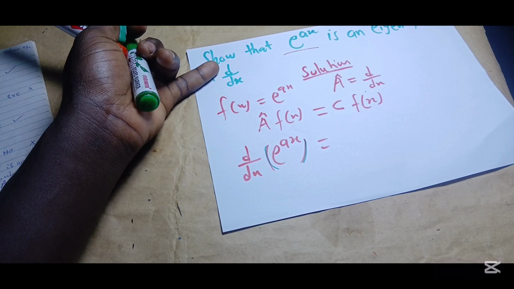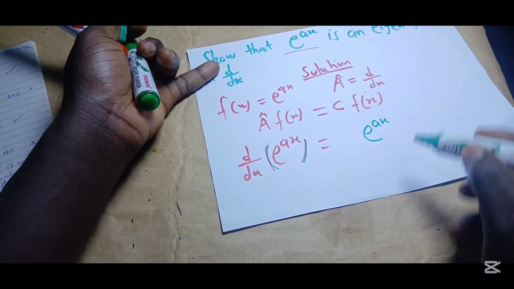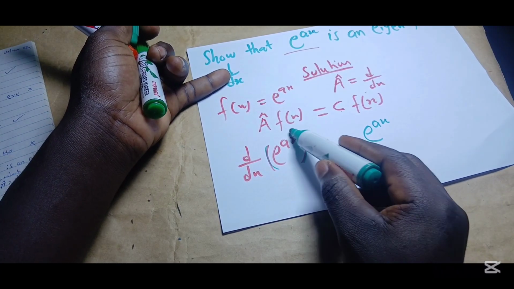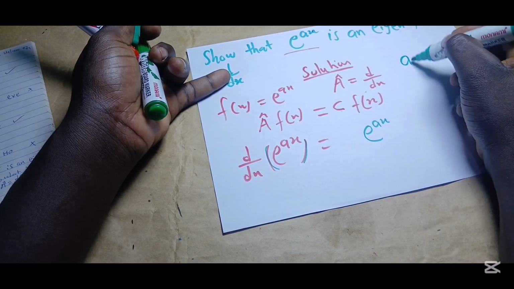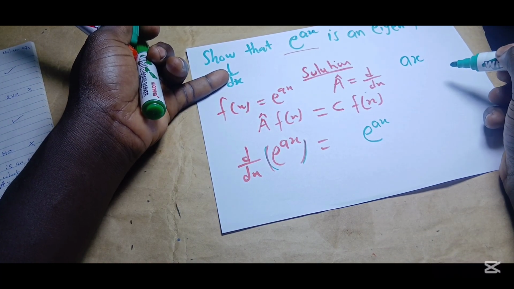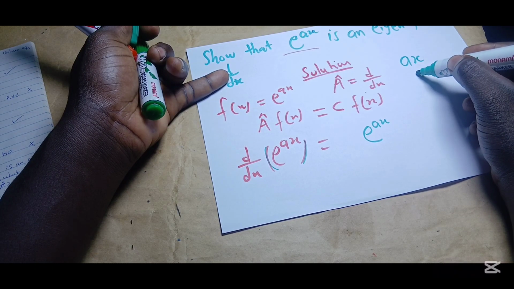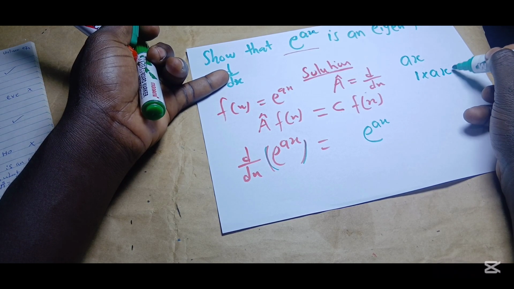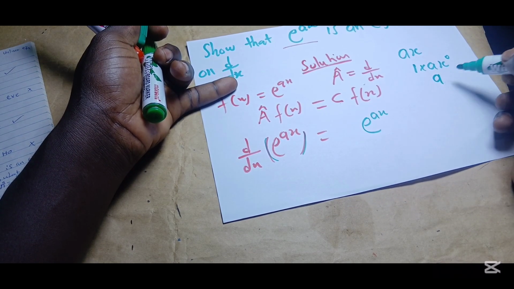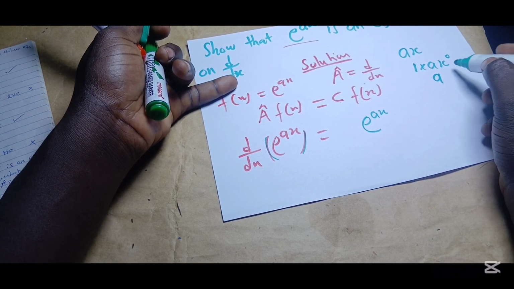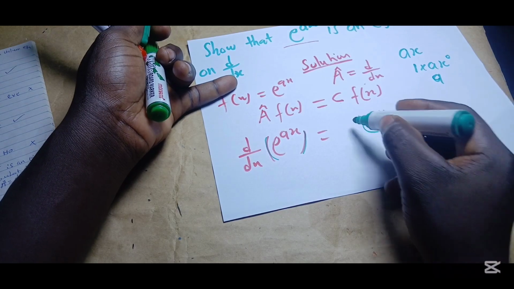Differentiating e to the power ax, we write the whole thing, e to the power ax. Then we differentiate the power of e. Differentiating ax with respect to x, what do we get? Differentiating x gives us 1, so 1 multiplied by a times x to the power 0. x to the power 0 is 1, so a times 1 gives us a, multiplied by the function.